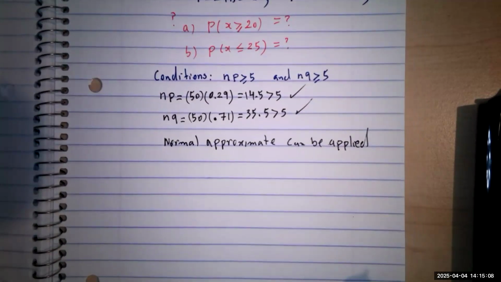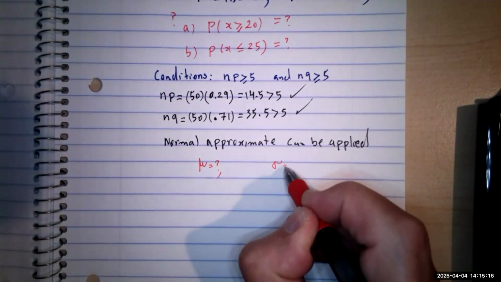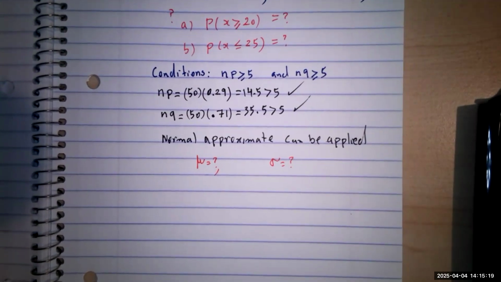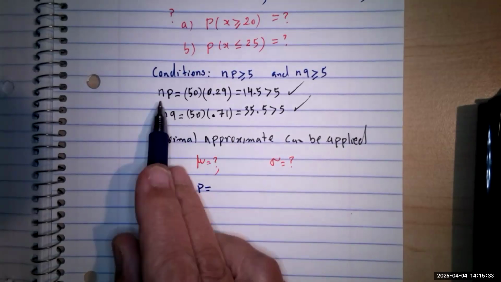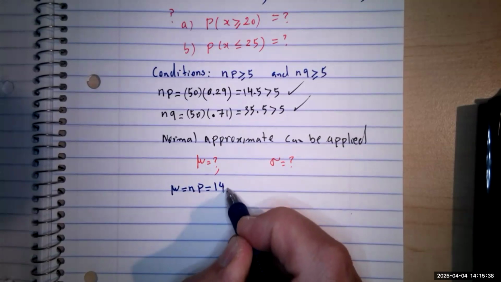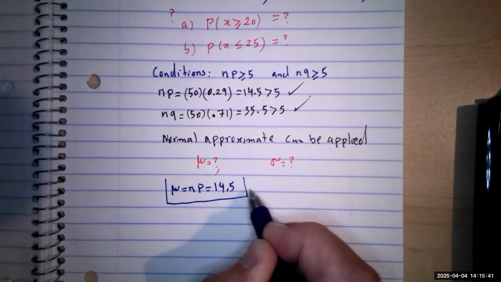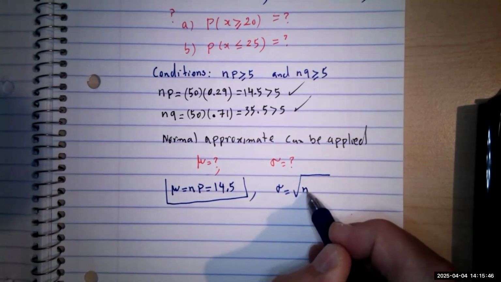Okay. If you want to change it to the normal distribution, you need the mu and you need the sigma. We need these two, otherwise we can't do it. Now, how are we going to do it? Remember, the binomial distribution tells you that mu is n times p. You already got this one, which is 14.5. That is going to be your mean.